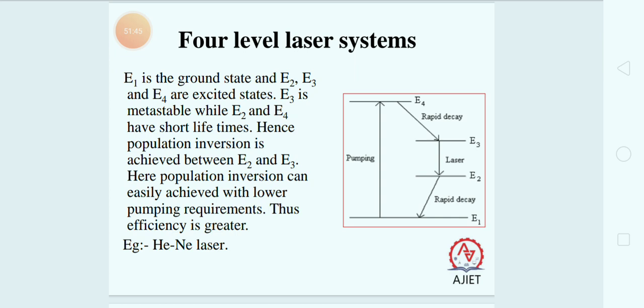Here population inversion can easily be achieved with lower pumping requirements. That's the difference from the 3-level laser system, where we need very high pumping, but here the pumping can be done easily. Thus the efficiency is greater here. The helium neon laser makes use of the 4-level laser system.